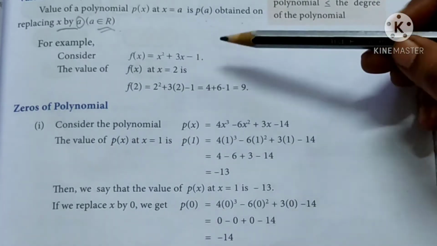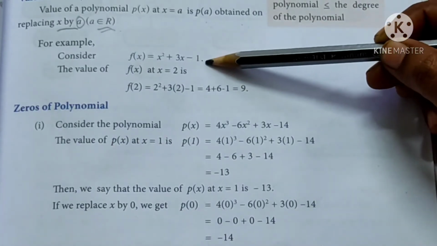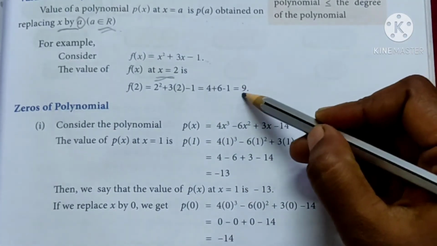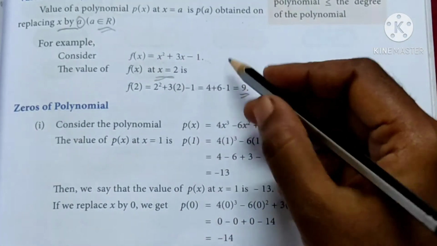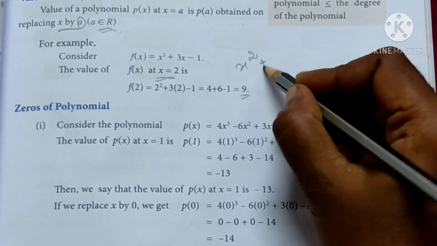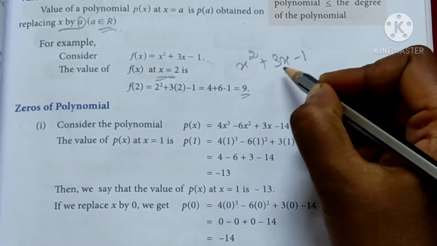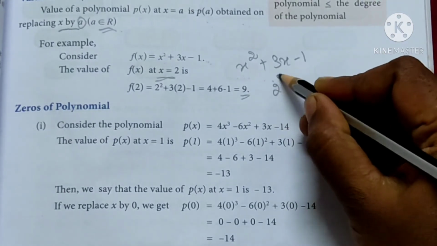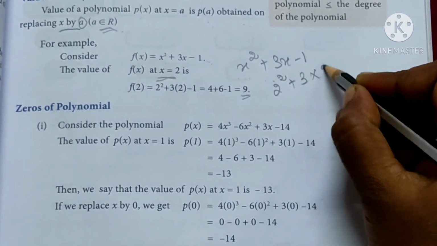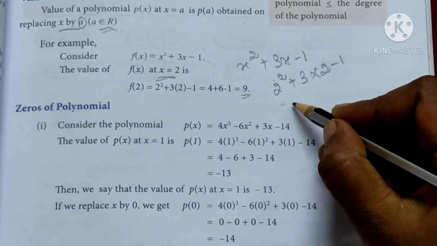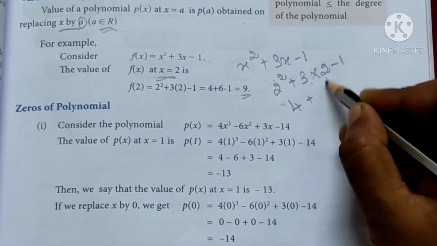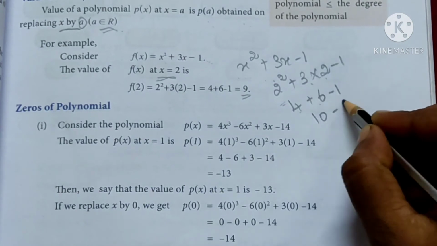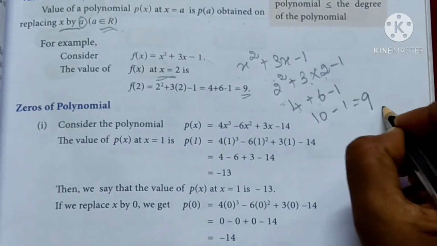f of x equal to x square plus 3x minus 1. If you substitute x equal to 2 in this polynomial, we get 9. See, x square plus 3x minus 1 is the polynomial. So in place of x you substitute 2. So 2 square plus 3 into 2 minus 1. 2 square is 4, plus 3 twos are 6. 4 plus 6 is 10. 10 minus 1 is 9.